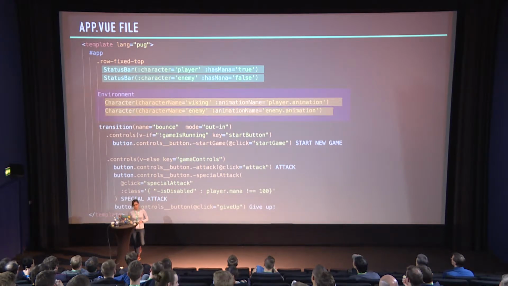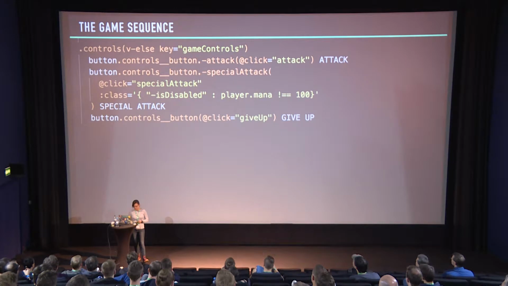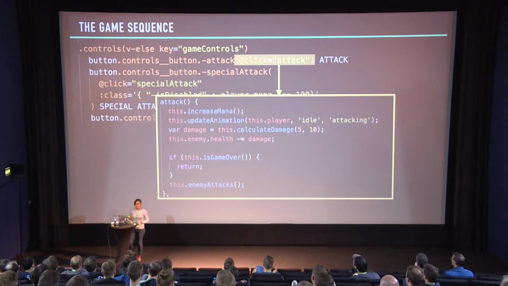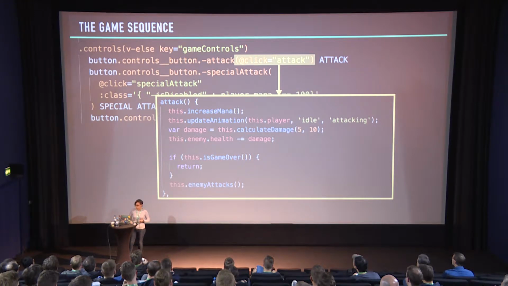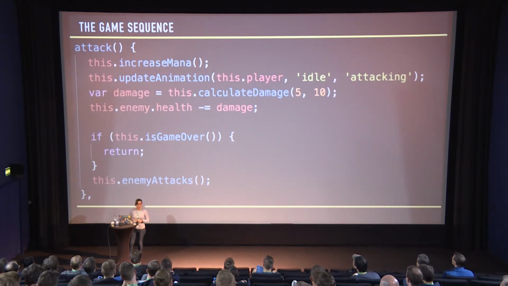Each of the character components, once again, receives different information, but they are the same component. So we are using one character component for our player and the other one for the enemy. And then we have the controls, which are the ones that we saw on the screen before, with the start game button, and then we flip it to the attack, special attack, and give up buttons. Everything starts when you actually click on attack, because this attack method is going to by itself call the increase mana method.